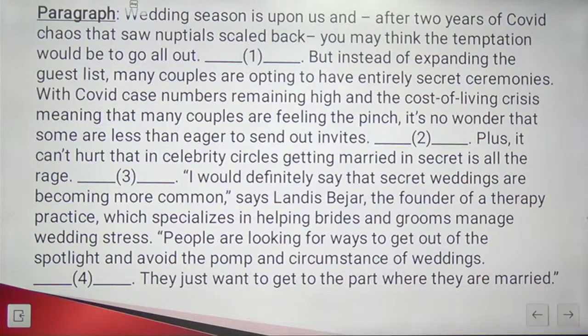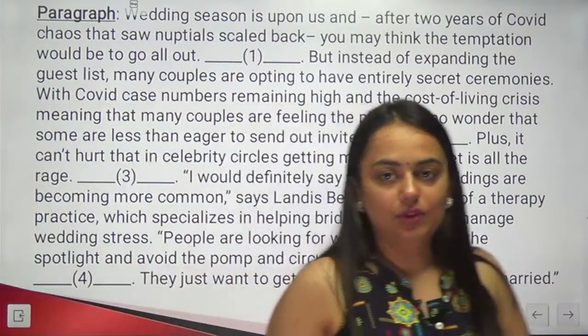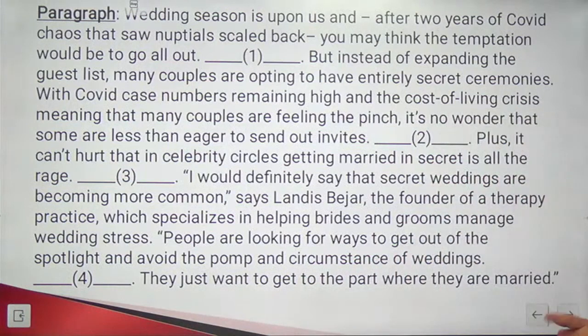Read the passage and drop in your answers in the chat box. Which blank do you think would be the best for that sentence? Waiting for your responses in the chat box, students. Right, so let's read it together. Meanwhile, you can drop in your answers.